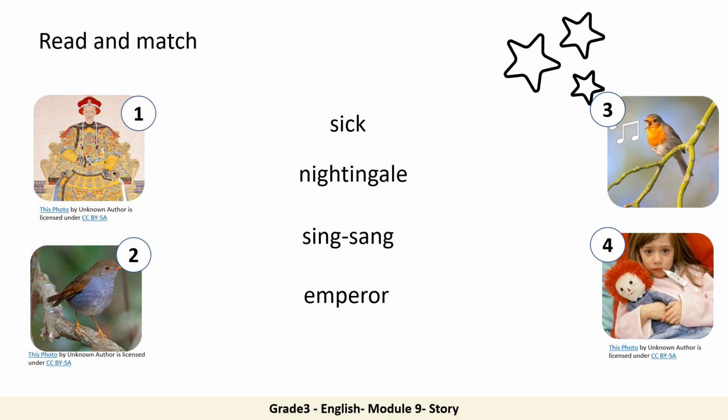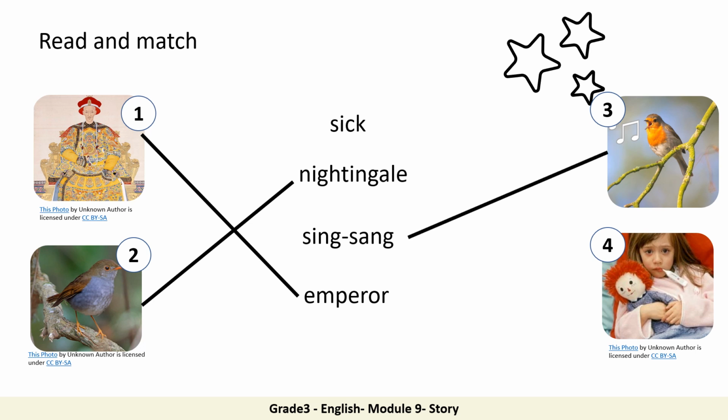Well, it's time to check your answer. What do we have in picture number 1? Excellent! He is an emperor. And what is the name of the bird in picture number 2? Great! Nightingale. And look at the bird in picture number 3. What does the nightingale do? Excellent! Sing, sang. And what about the girl in picture number 4? What's wrong with her? Good job! She is sick. You did a great job, my lovely students.